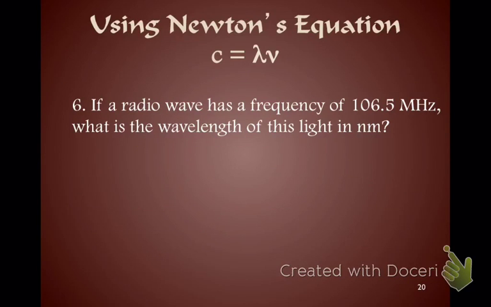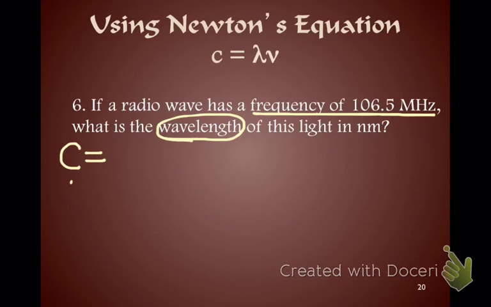If a radio wave has a frequency of 106.5 megahertz, what is the wavelength of this light in nanometers? In this problem, we notice that frequency is given, and we're asked to find the wavelength, but the speed of light is not given. Well, from the equation, we have C equals something, lambda must equal something, and so must nu.